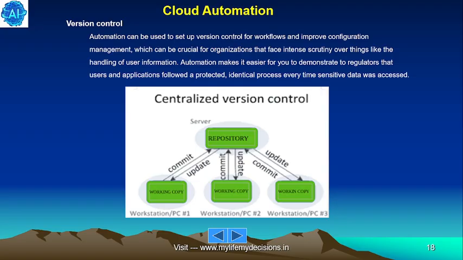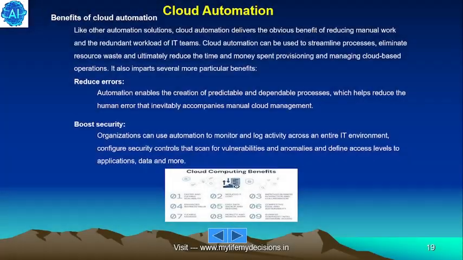Version control. Automation can be used to set up version control for workflows and improve configuration management, which can be crucial for organizations that face intense security over things like the handling of user information. Automation makes it easier for you to demonstrate to regulators that users and applications followed identical protected processes every time sensitive data was accessed.